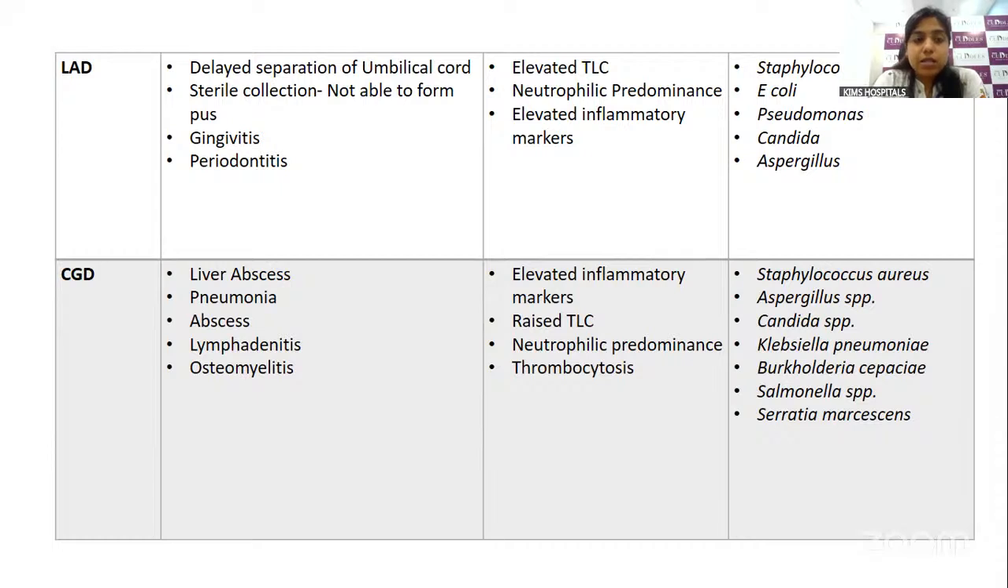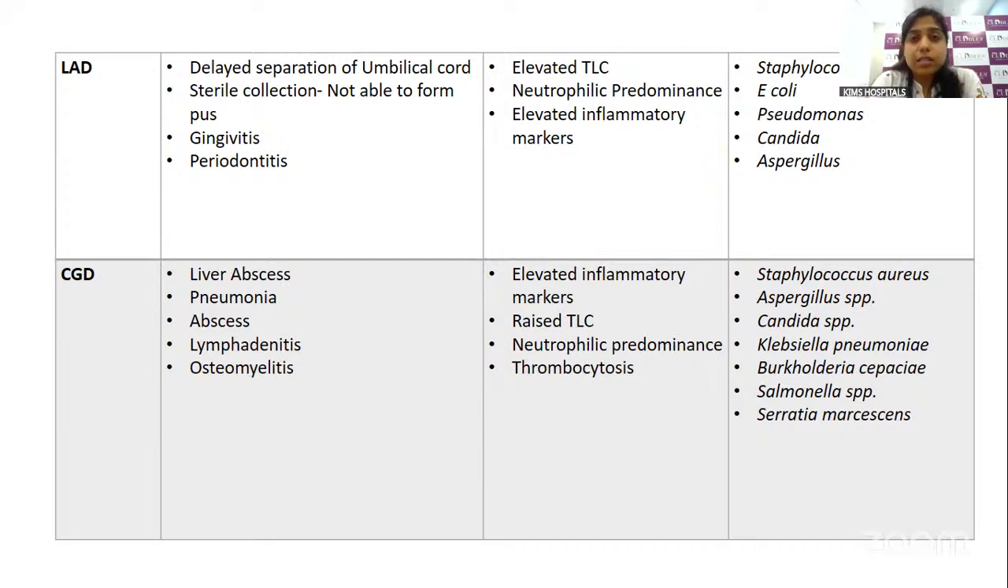So LAD and CGD, both of them will have an elevated TLC count. But in LAD, generally it will be like 20,000 to 50,000, maybe more than that also. Sometimes the total leukocyte counts go up to 1 lakh also. They'll have a neutrophilic predominance because the numbers are produced, but because they are not able to control the infection, the bone marrow will keep on producing neutrophils, but neutrophils won't be able to reach the site of infection. Apart from this laboratory manifestation, they can have elevated inflammatory markers also.